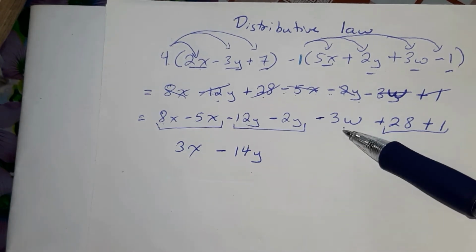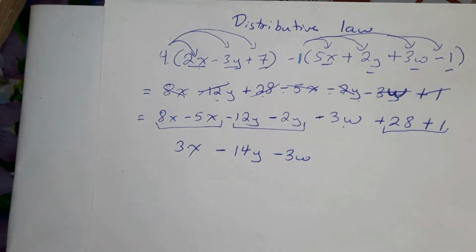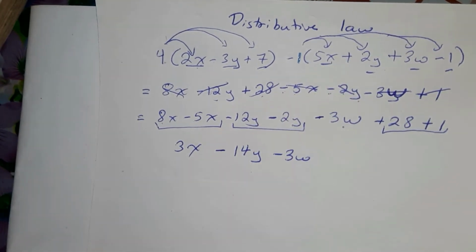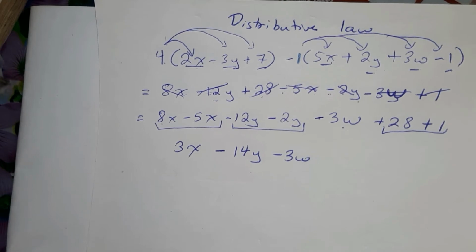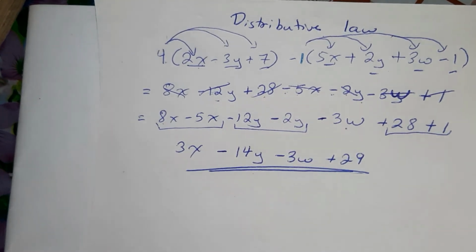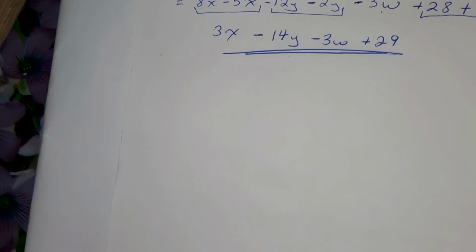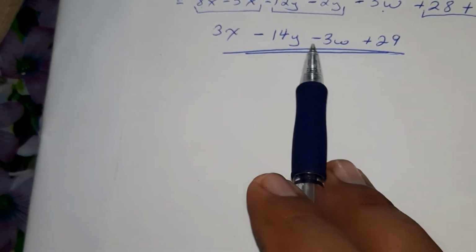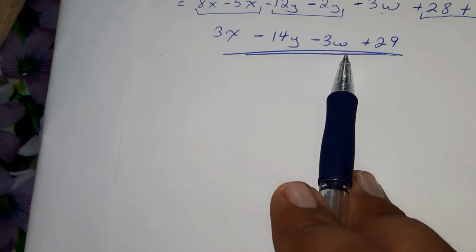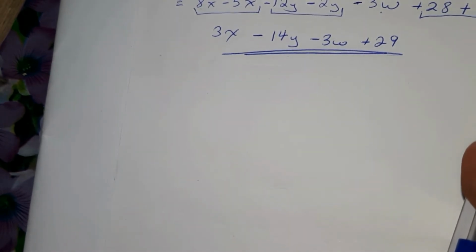We bring down the 3w, right? We bring that down because we cannot work anything with it. And then lastly, we have 28. 28 plus 1 gives me a total of 29. And that is what we have. That problem cannot be worked any further because x cannot go with y, and it cannot go with w, and it cannot go with the number by itself, right? So let's do another one.